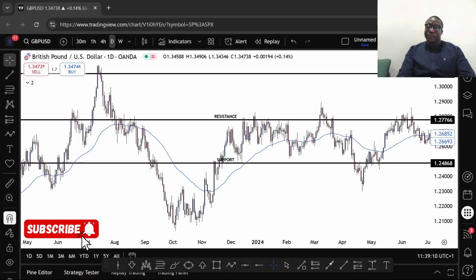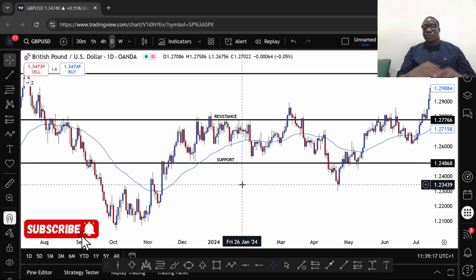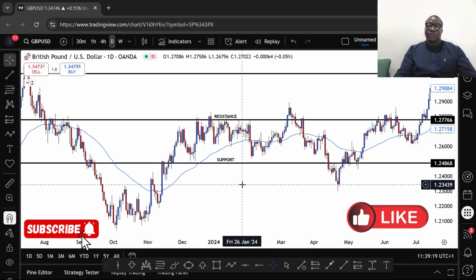Let me not talk too much. Let me just hop in the chart and show you what I mean. So right here, you can see how these levels mark support and resistance. Let's start with support.